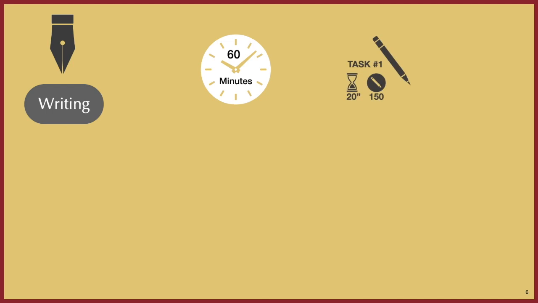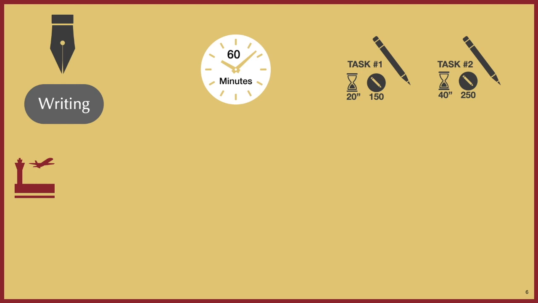The writing section. In the writing section, you have 60 minutes to complete 2 tasks. In the first task, you're given 20 minutes to write not less than 150 words. And in the second task, you're given 40 minutes to write not less than 250 words.